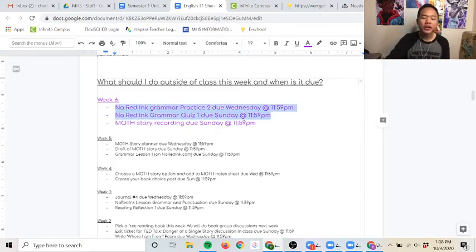Other things that are due this week are you are going to have some grammar practice and also a grammar quiz. Now, the grammar practice isn't necessarily going to show up in the gradebook, but the grammar quiz is going to show up in the gradebook. So you do want to make sure that you get that uploaded or that you are on No Red Ink and that you're completing all of these things as you go through.